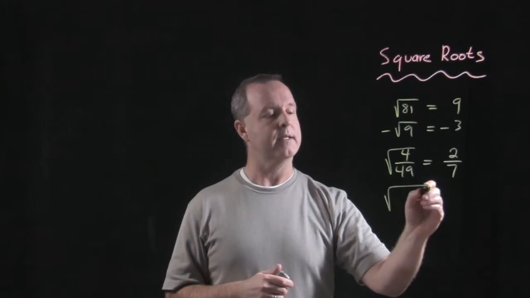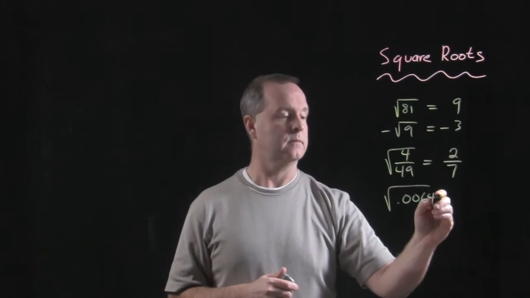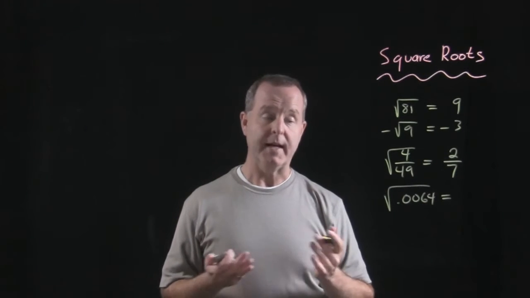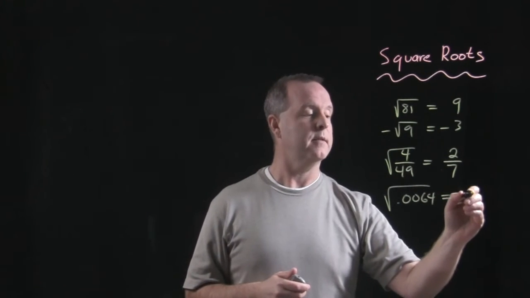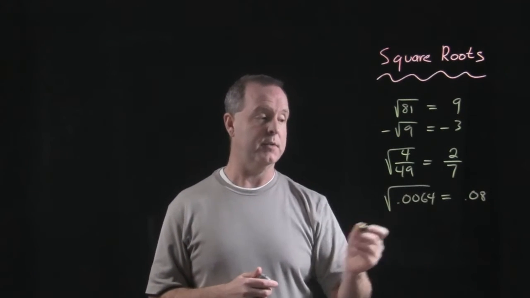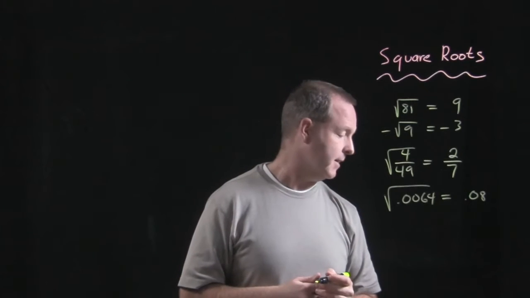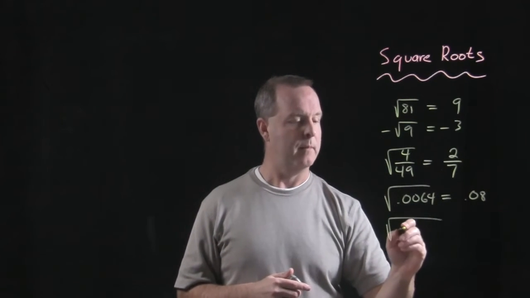Let's look at 0.0064. We can still work with decimals and deal with decimals. That would be 0.08. 0.08 times itself produces 0.0064.